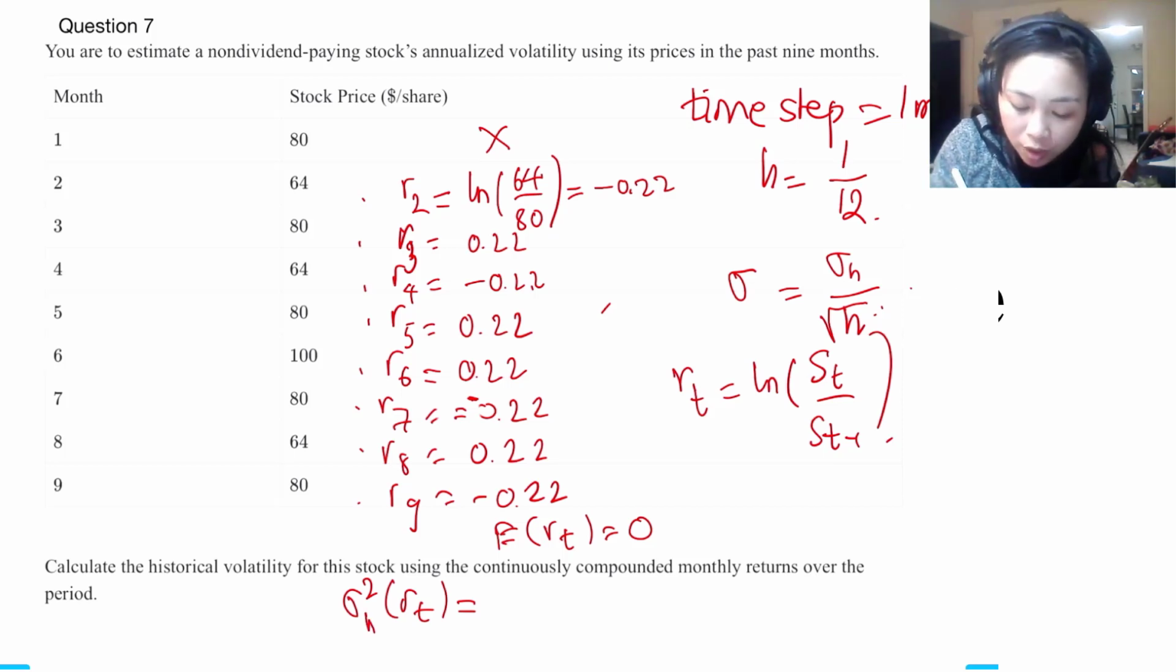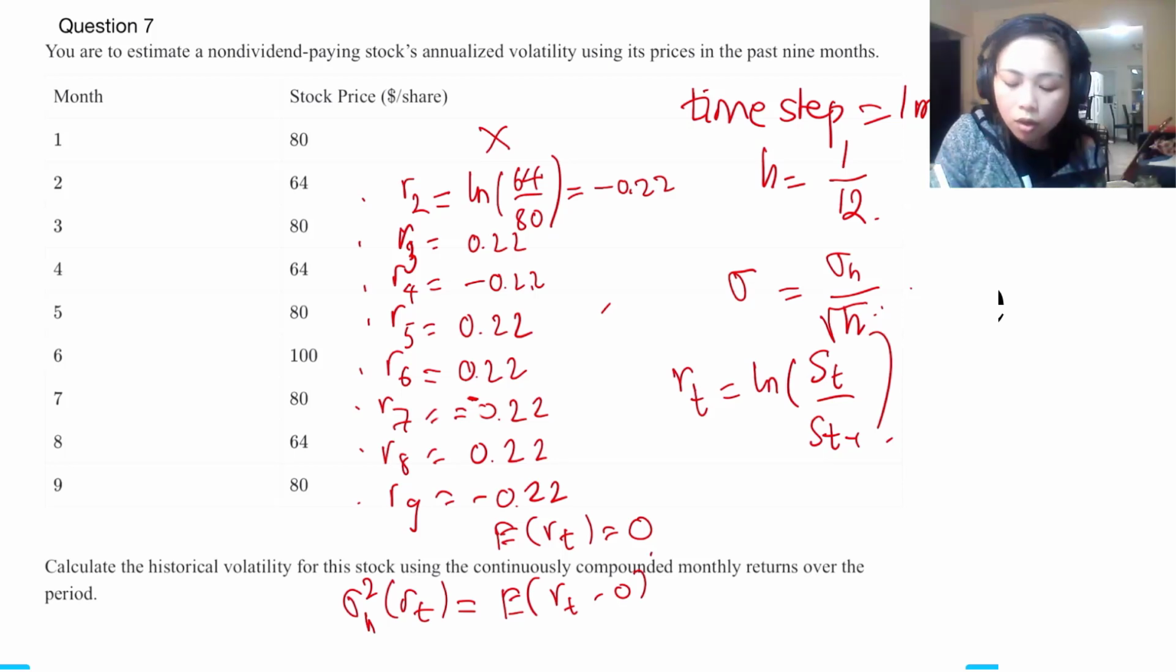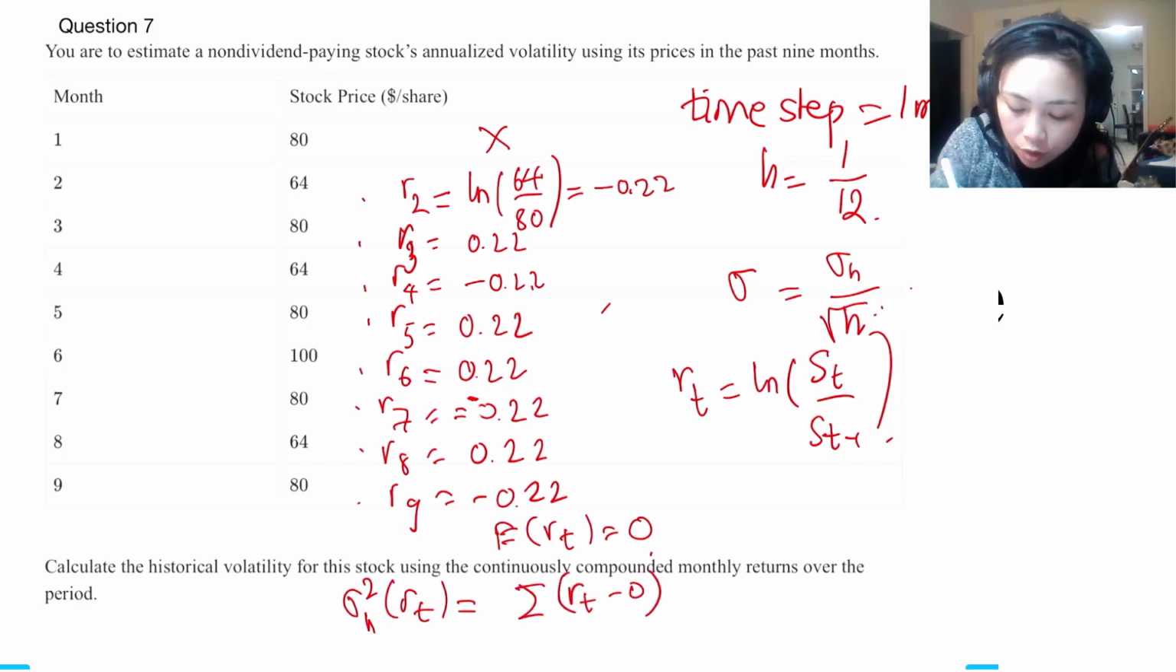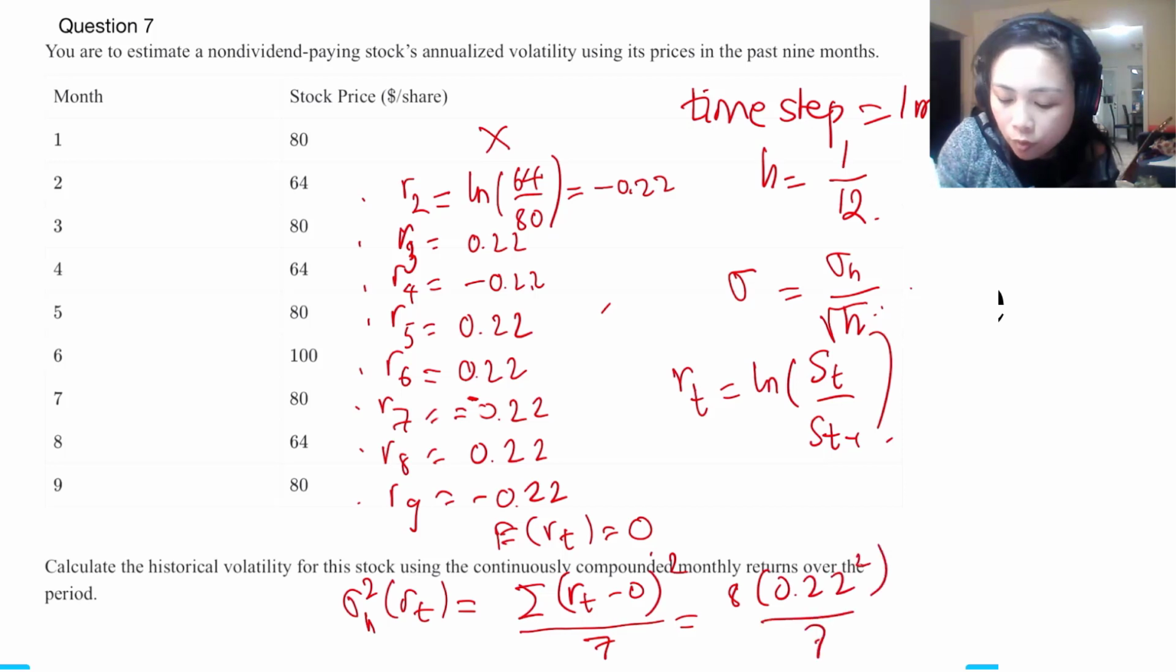and it should be 8 times 0.22 square over 7, because we have these numbers at 0.22 on different sides. So when you square it, you don't need to worry about the sign. So it is 8 times 0.22 square, then divide by 7. It should be 0.055. See that? That is sigma square of h, so we got sigma h is square root of 0.055, right?